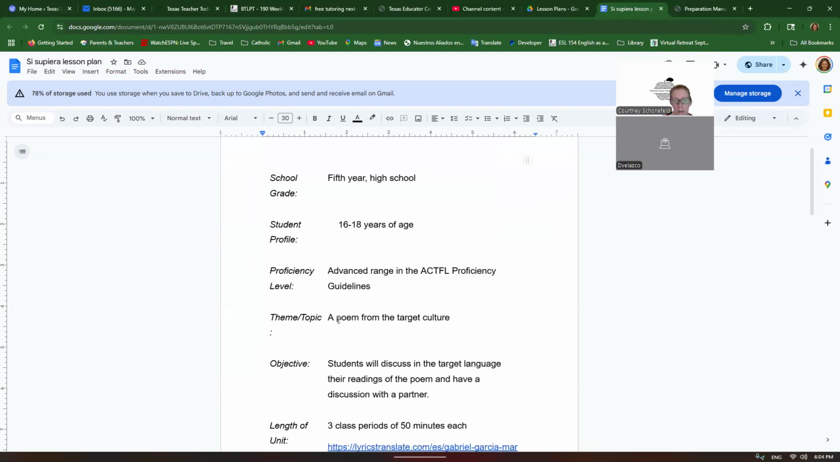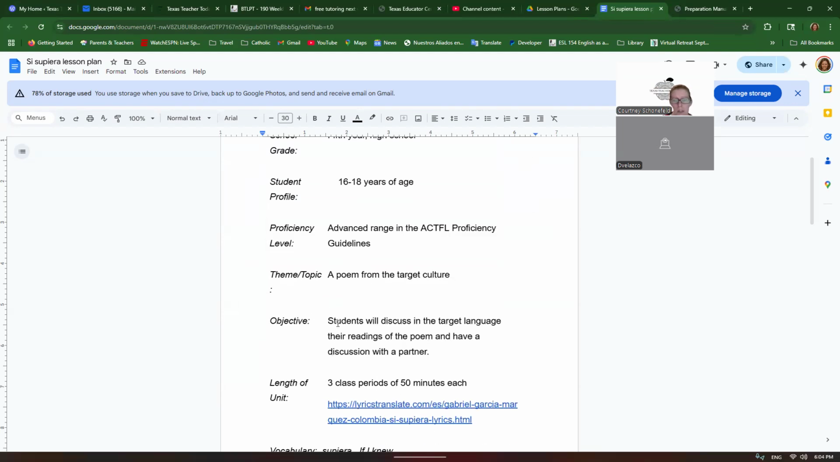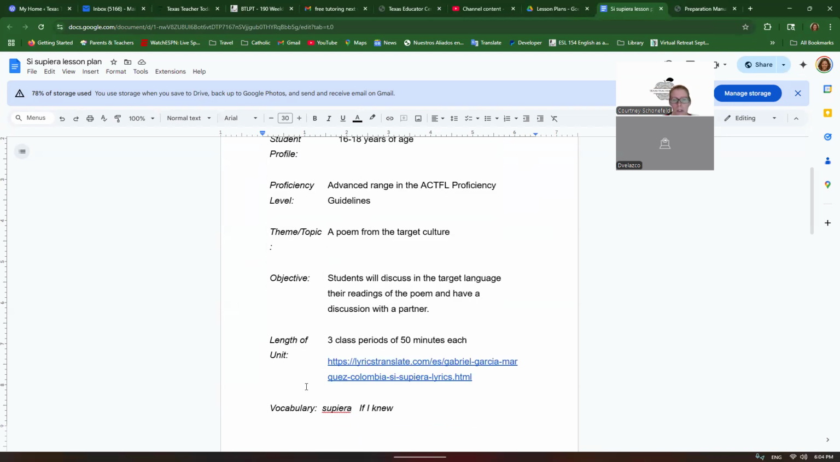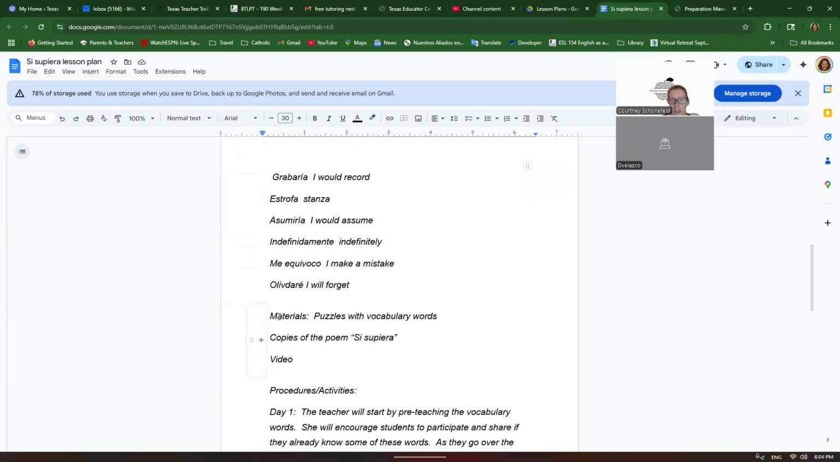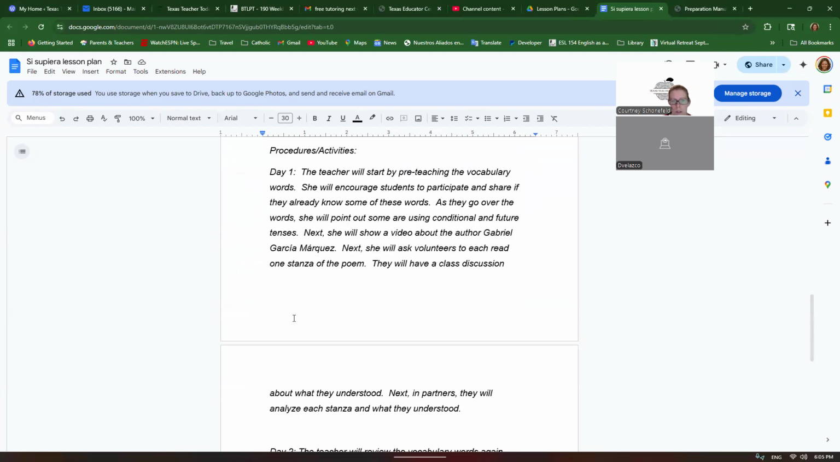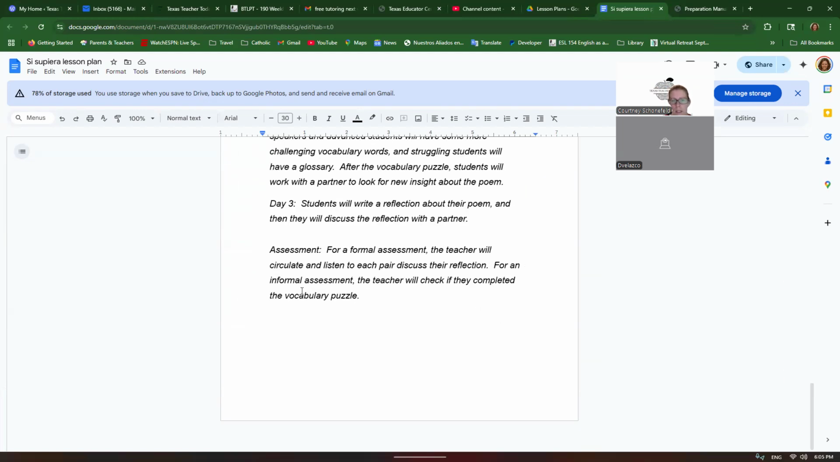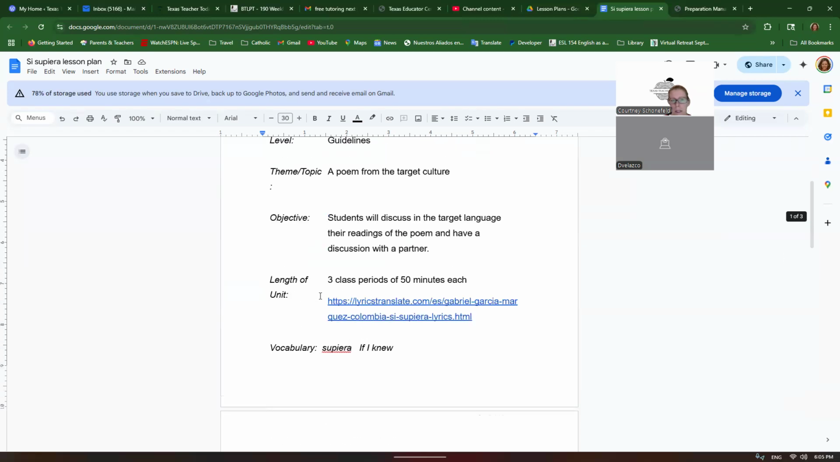They give you the theme topic, a poem from the target culture. They give you the objective. Students will discuss in the target language their readings of the poem and have a discussion with a partner. They give you the length of unit. Then you have to fill out the vocabulary that needs to relate to the topic and objective, right? You have to fill out the materials, the procedures, activities, and you fill out the assessment, right? Keeping in mind the objective.